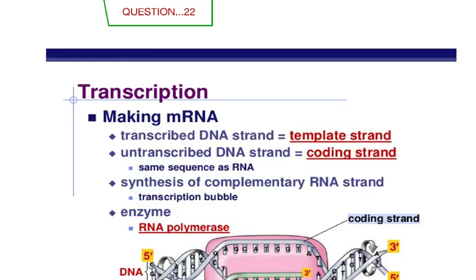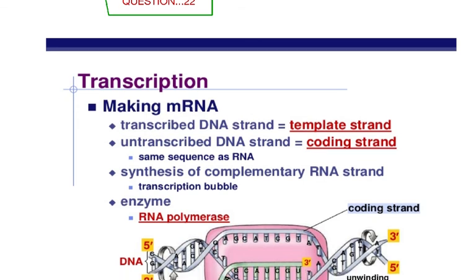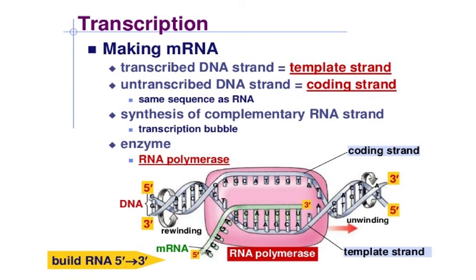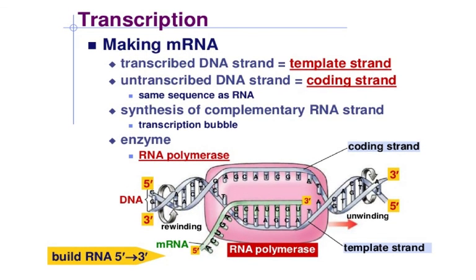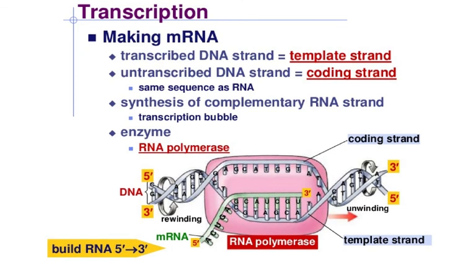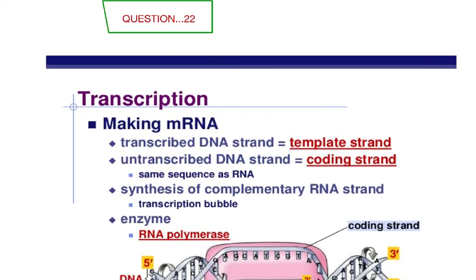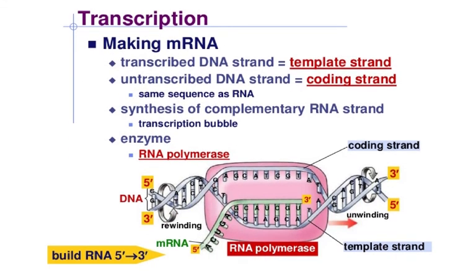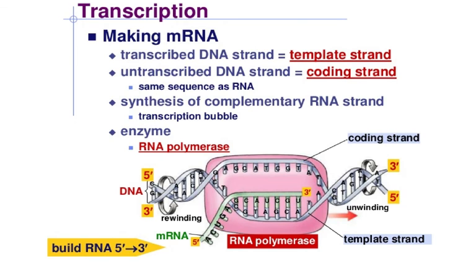Now looking at this diagram, this is the help for question 22, transcription, making RNA. Please everybody revise this. I'm leaving it here for you to pause the video and have a look at it. Transcribed DNA strand template, untranscribed DNA strand coding strand, then synthesis of template. Why was that in question 22 correct? If you can understand that, I'm sure that will be a great help to all of you. So please pause the video here, have a look at this.